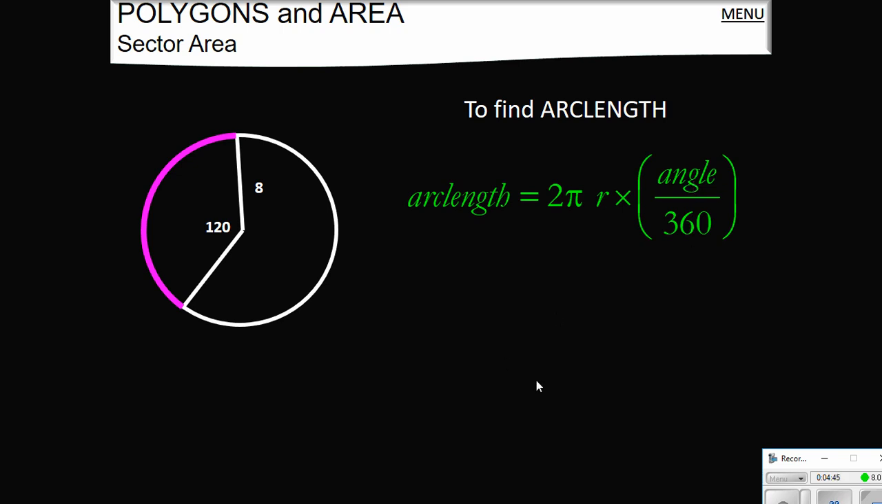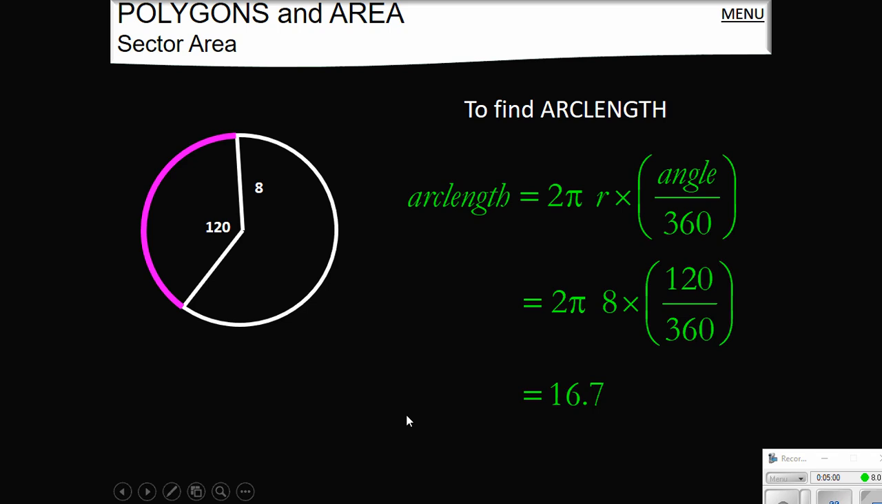So in this case, we're going to use this formula, which you may need to write down somewhere. And we're just going to plug in 8 for our radius and 120 for our angle. And then the rest of the problem is done in the calculator. Again, this is called arc length. In this case, we'd get 16.7. Notice we just plugged in 8 for the radius and 120 for the angle. You can type the whole mess in your calculator in one shot if you like. But that is the arc length.